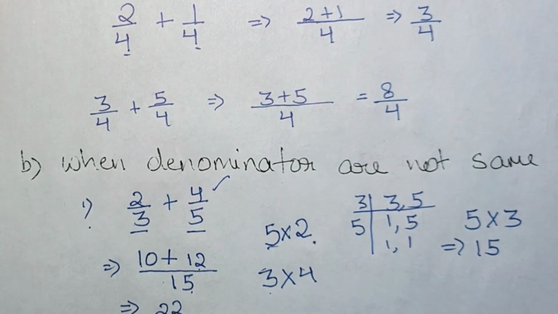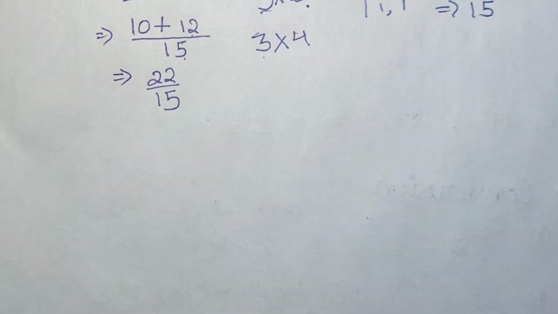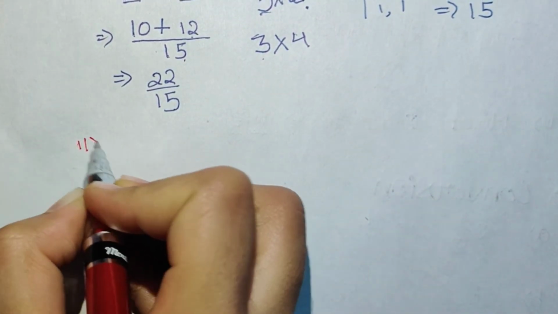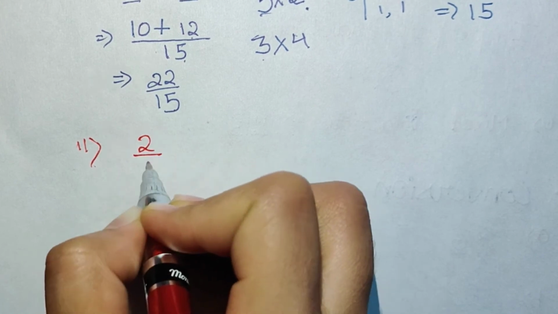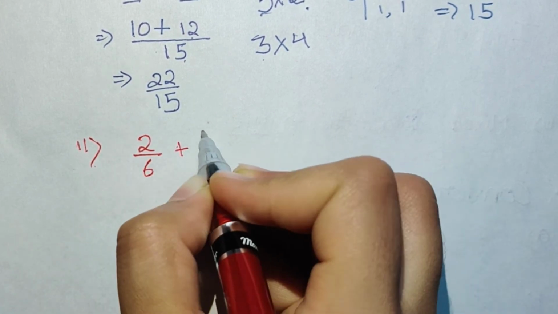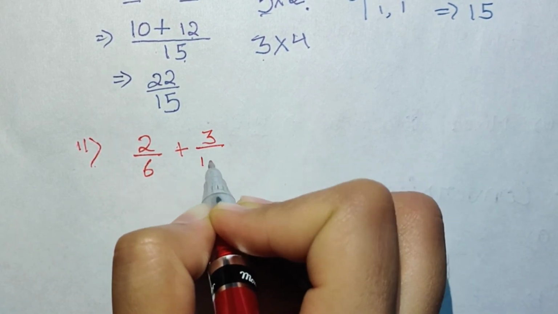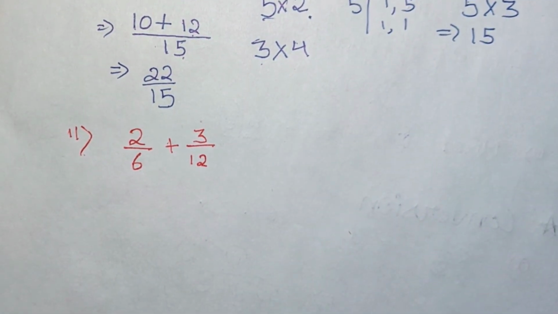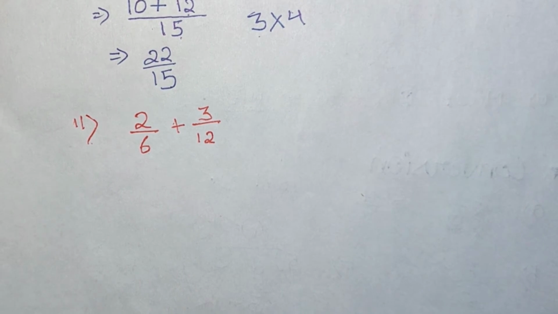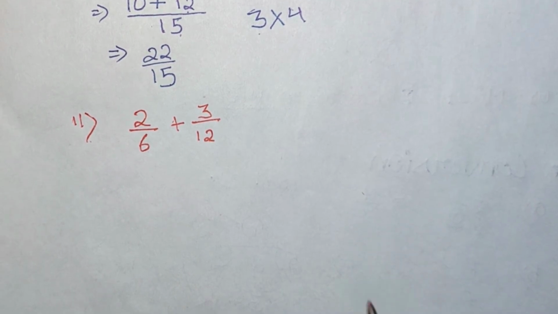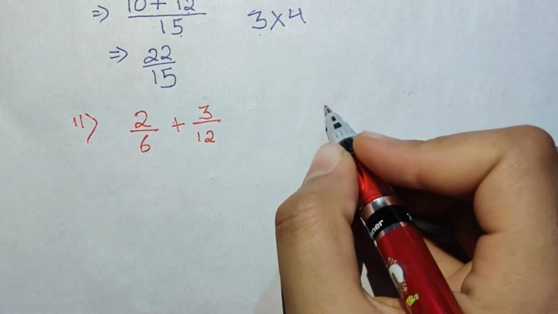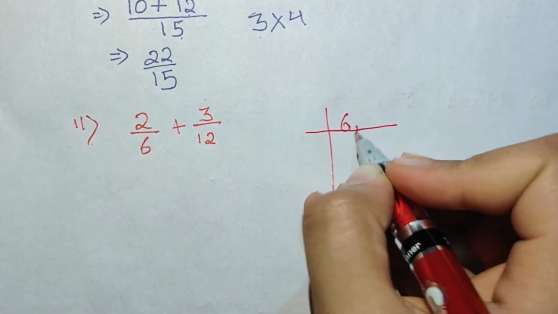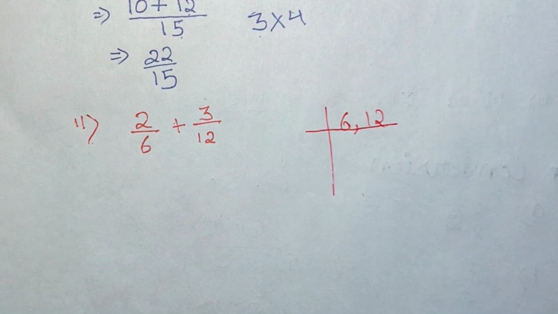Let us take one more example to understand it more clearly how to add fractions when denominators are not same. 2 upon 6 plus 3 upon 12. Now here again our denominators are different. So first step will be taking LCM of denominators. So denominators are 6 and 12. So you'll take the LCM.